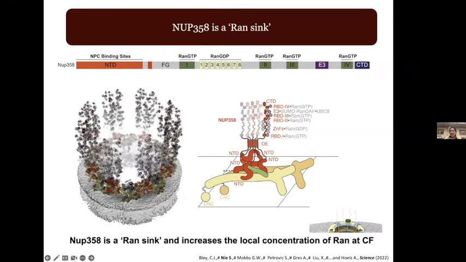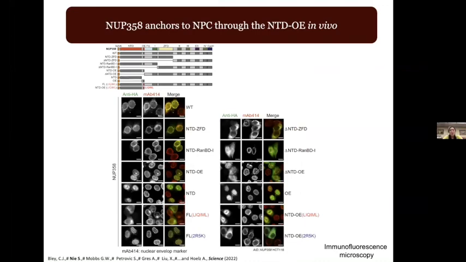Then at the cytoplasm, there is a huge amount of Ran GDP, which is important for releasing cargo from the transporters. Is 358 acting as a Ran sink, increasing the local concentration of Ran? And next, we tried to determine whether what we see in vitro in the cryo-EM docking is real.